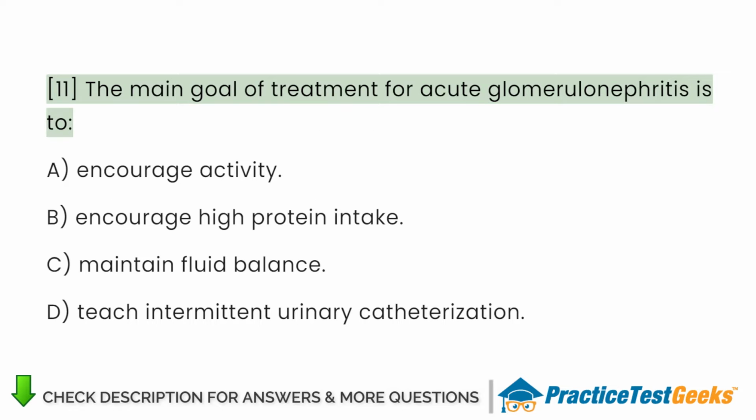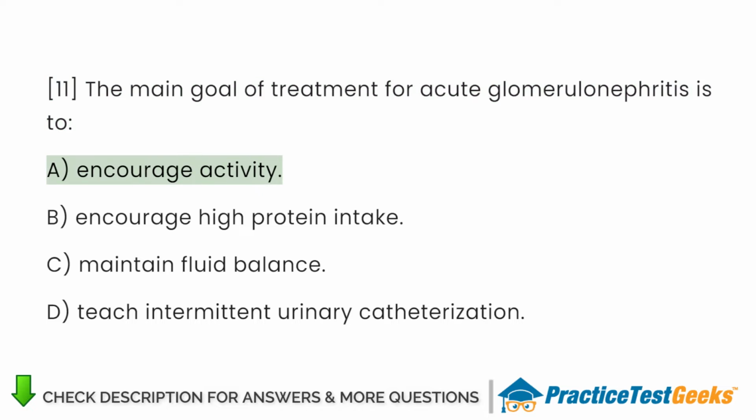The main goal of treatment for acute glomerulonephritis is to A. Encourage activity. B. Encourage high protein intake. C. Maintain fluid balance. D. Teach intermittent urinary catheterization.